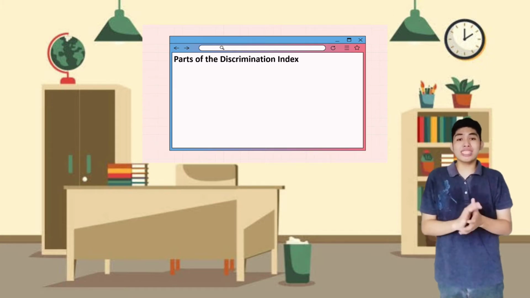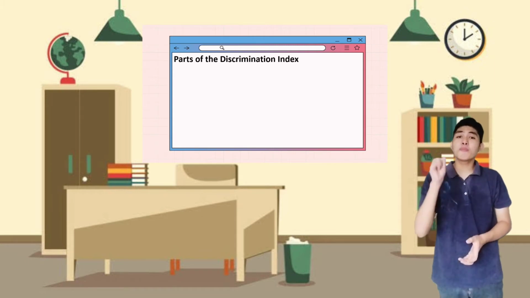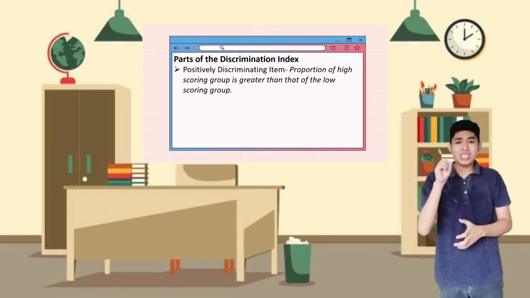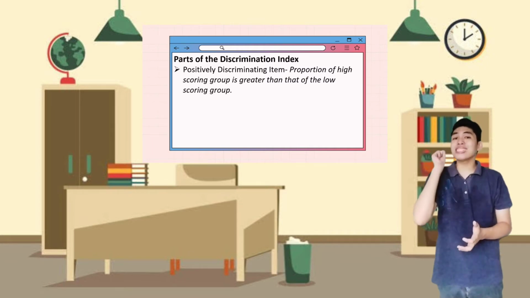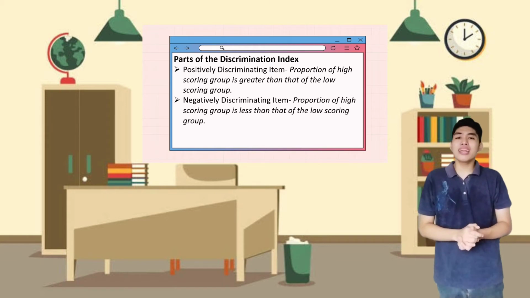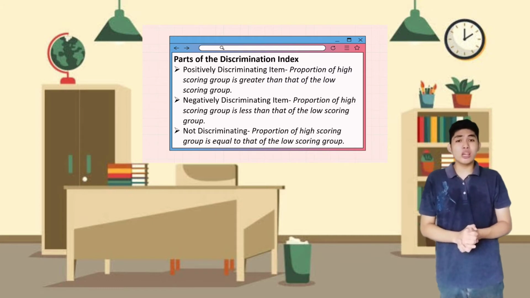The nature of the difference, however, can take different directions. There are three parts of the discrimination index. First is a positively discriminating item. The positively discriminating item tells that the proportion of the high-scoring group is greater than that of the low-scoring group. Second is the negatively discriminating item. The negatively discriminating item tells that the proportion of the high-scoring group is less than that of the low-scoring group. Third and last is the not discriminating item. The not discriminating item tells that the proportion of the high-scoring group is equal to that of the low-scoring group.